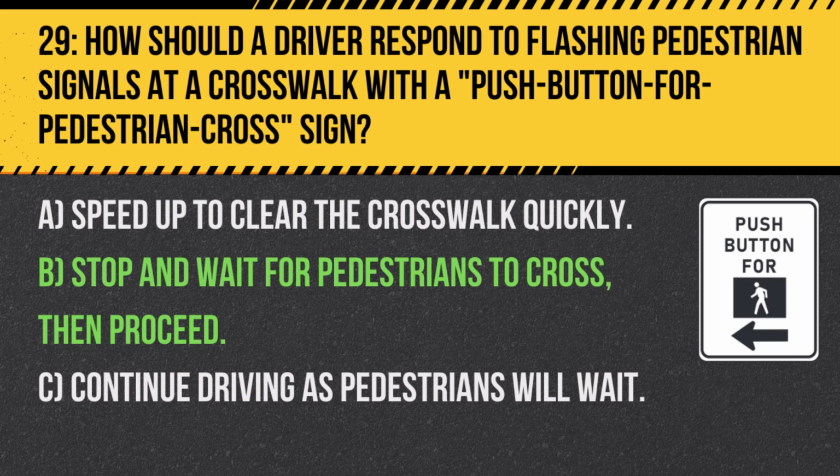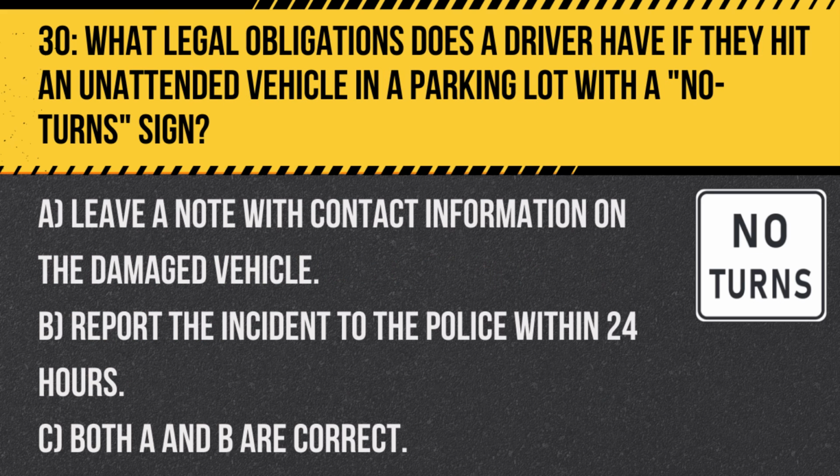Answer: B. Stop and wait for pedestrians to cross, then proceed. Always give right of way to pedestrians at crosswalks. Question 30. What legal obligations does a driver have if they hit an unattended vehicle in a parking lot with a no-turn sign? A. Leave a note with contact information on the damaged vehicle.